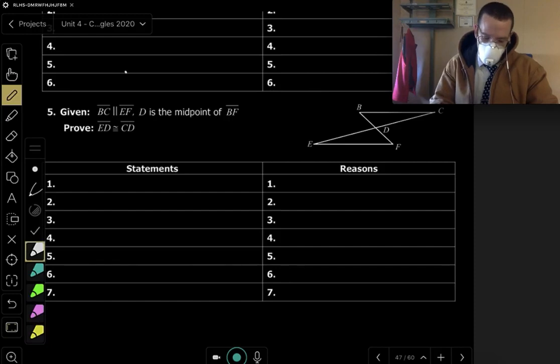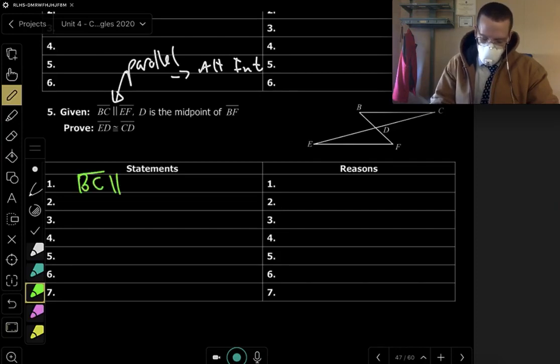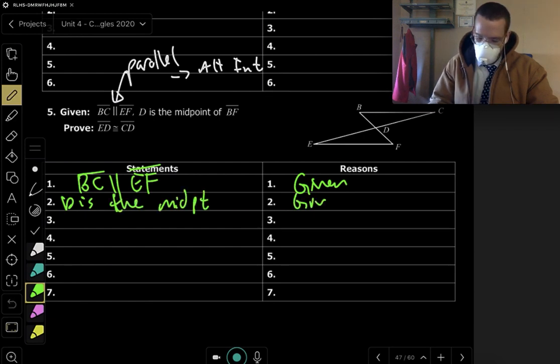Here we have parallel, so right away I'm thinking alternating interior, especially by the looks of this figure, and then we have a midpoint. Okay, so what I'm going to do, I'm just going to write down my given information first. So these two things are given to us. Then we have D as the midpoint. And again, this is given.